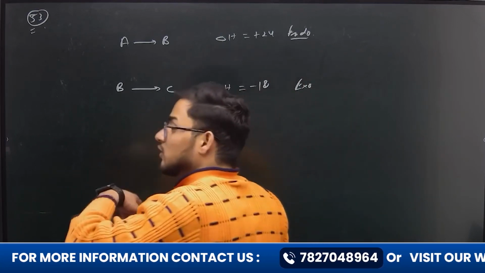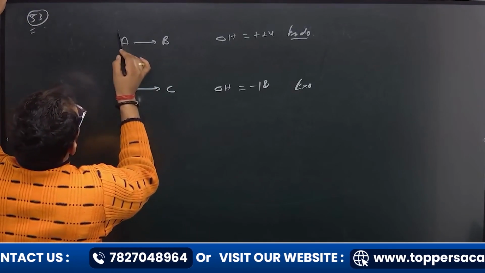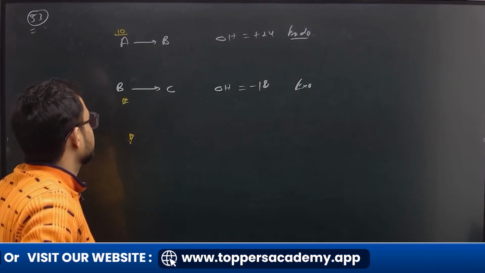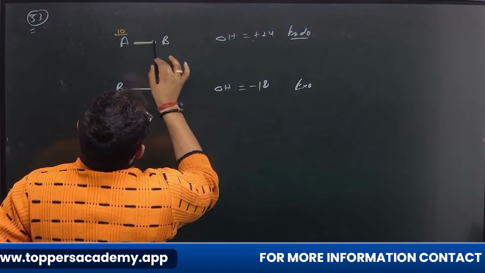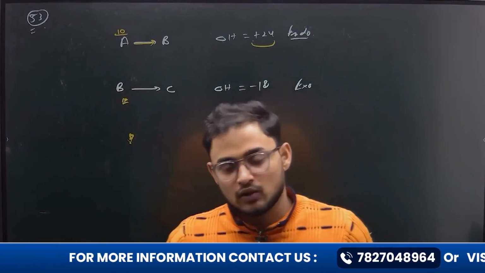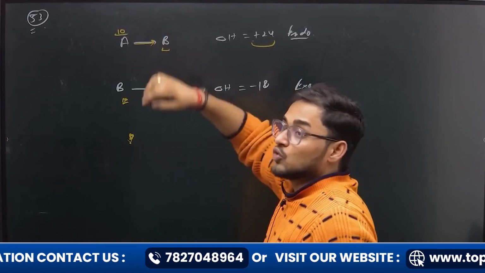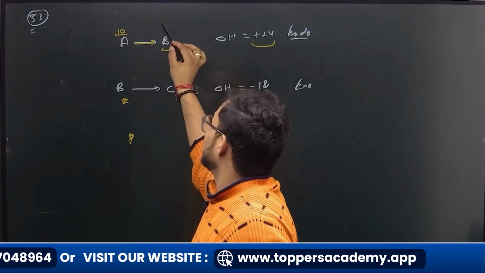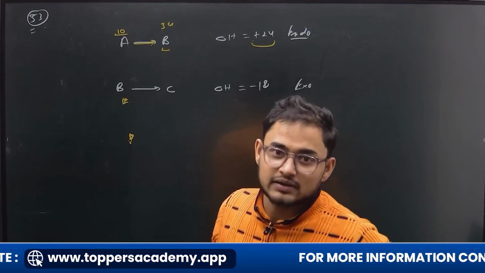Now, I'm going to consider from my side that suppose A is having 10 unit of energy, 10 joule energy, right? And obviously, if I'm going to proceed with this reaction, I will have to provide 24 joule energy from my side, right? How can it be possible? It can be possible only when your product is having 24 joule more energy as compared to your reactant. That means the energy of your product is approximately 34 joule.